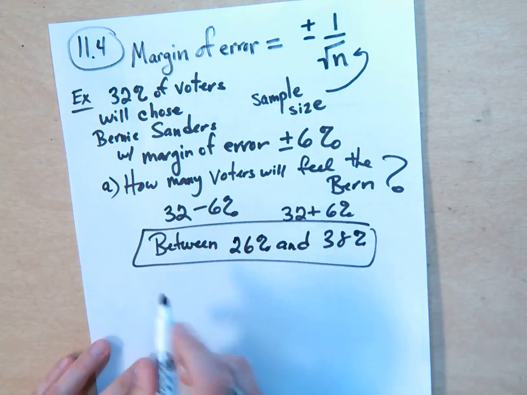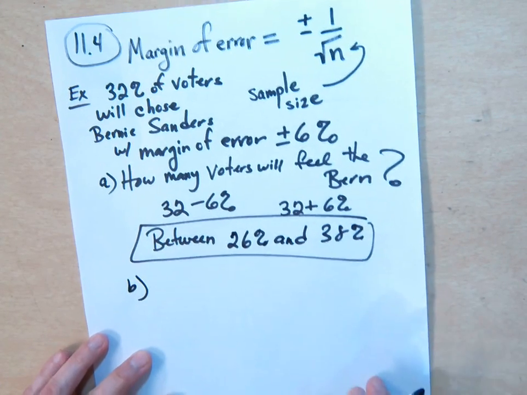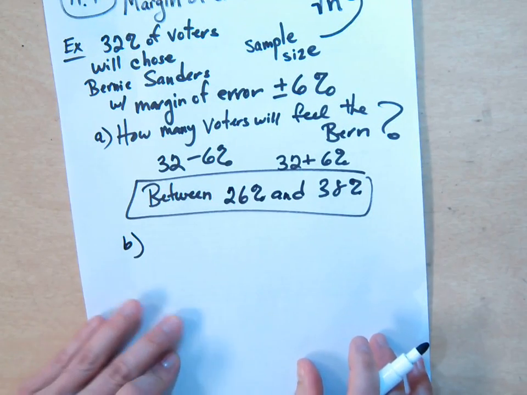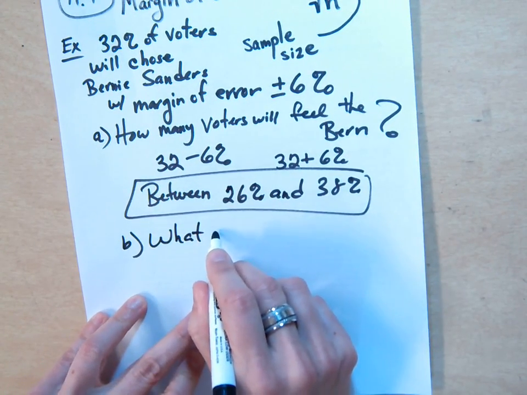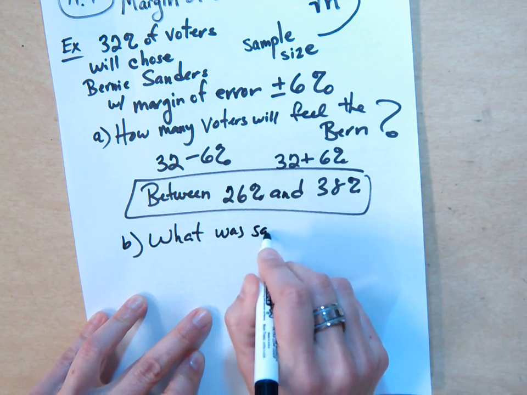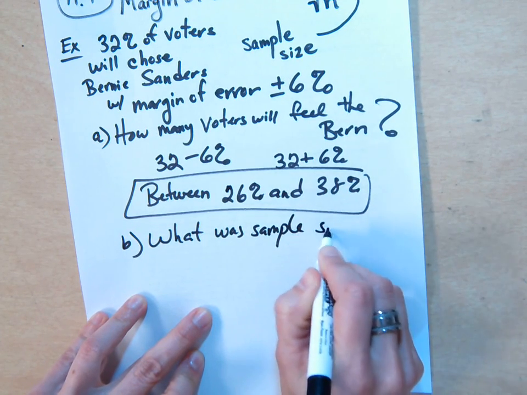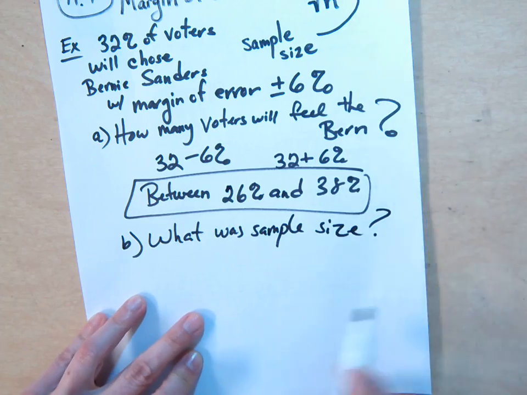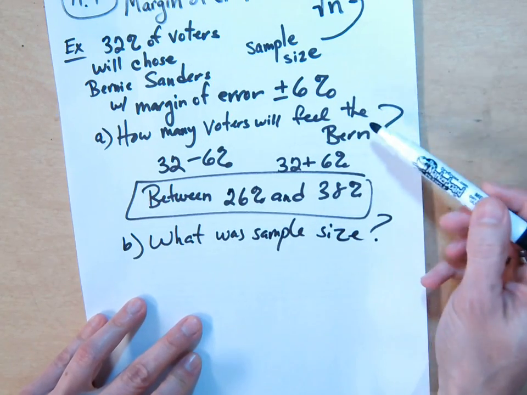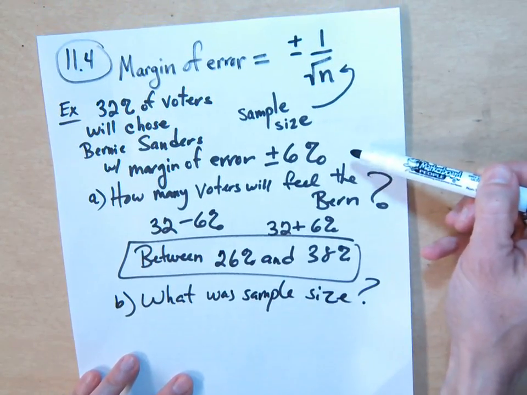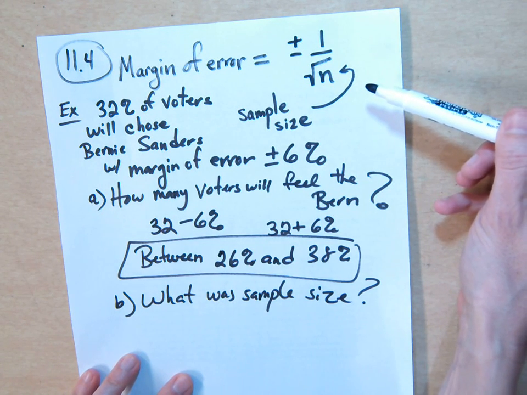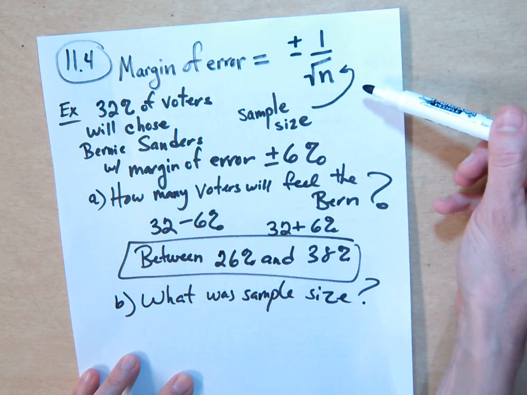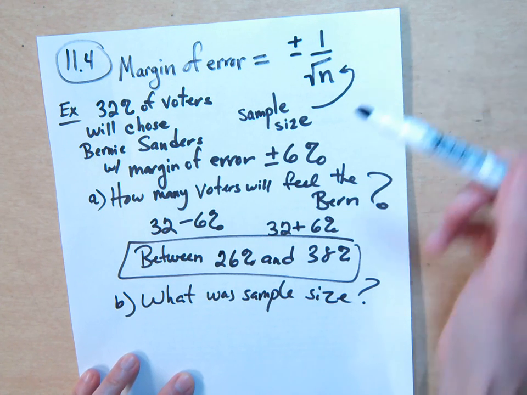And then the other is, B, with that margin of error, what was the sample size? So we just work backward. We're given the margin of error of 6%, right? You set it equal to 1 over the square root of n and solve for n. That's all you do. But you have to do it carefully though, okay?